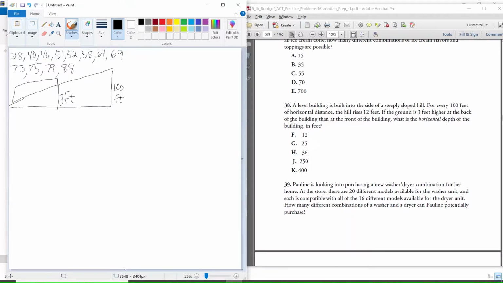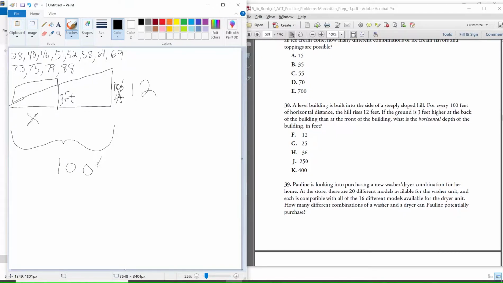Okay, so it's 3 feet higher at the back of the building than in the front of the building. If the ground is 3 feet higher, blah, blah, blah, what is the horizontal depth of the building in feet? So we want to know how many feet long is the building. That would be the horizontal depth, the length of the building. And I've mislabeled this. Why didn't you say anything? It's 12 feet after 100 feet of horizontal, because it said for every 100 feet of horizontal distance, the hill rises 12 feet.